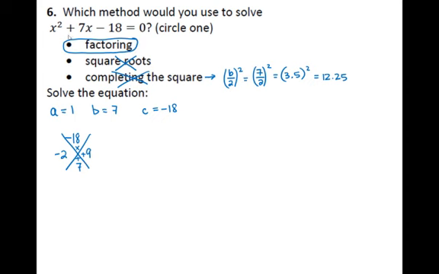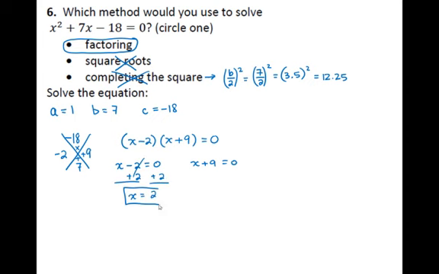So I'm going to rewrite my quadratic in factored form. x minus 2 times the quantity x plus 9 equals 0. I am now going to use the zero product property. x minus 2 equals 0. x plus 9 equals 0. So one of my solutions is positive 2, and the other solution is going to be negative 9.